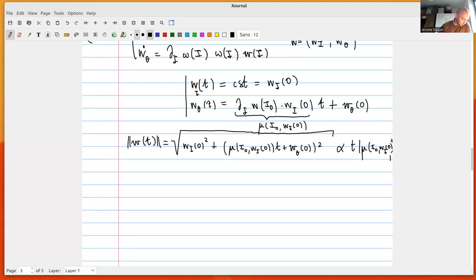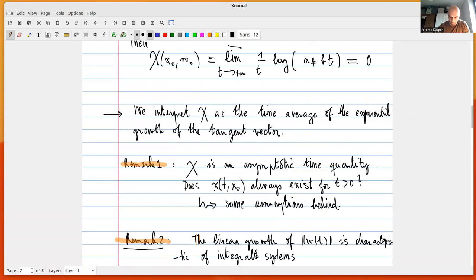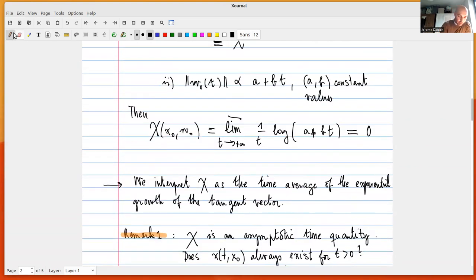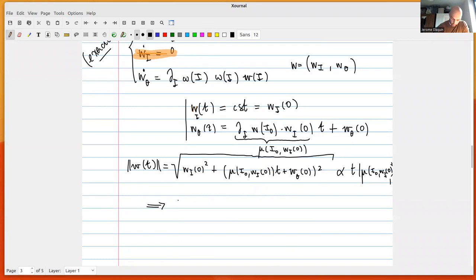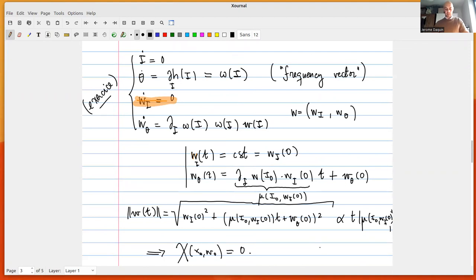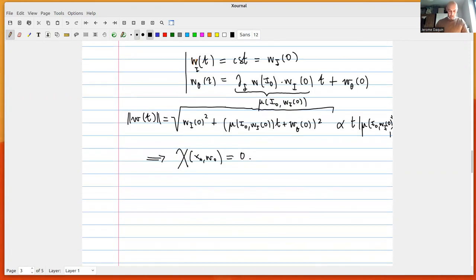Right, and thus, what do you get? Well, from the previous claim we made here, you immediately get that chi of x zero w zero is equal to zero, right? So we started with an integrable Hamiltonian system, and we got Lyapunov exponents equal to zero. Good.